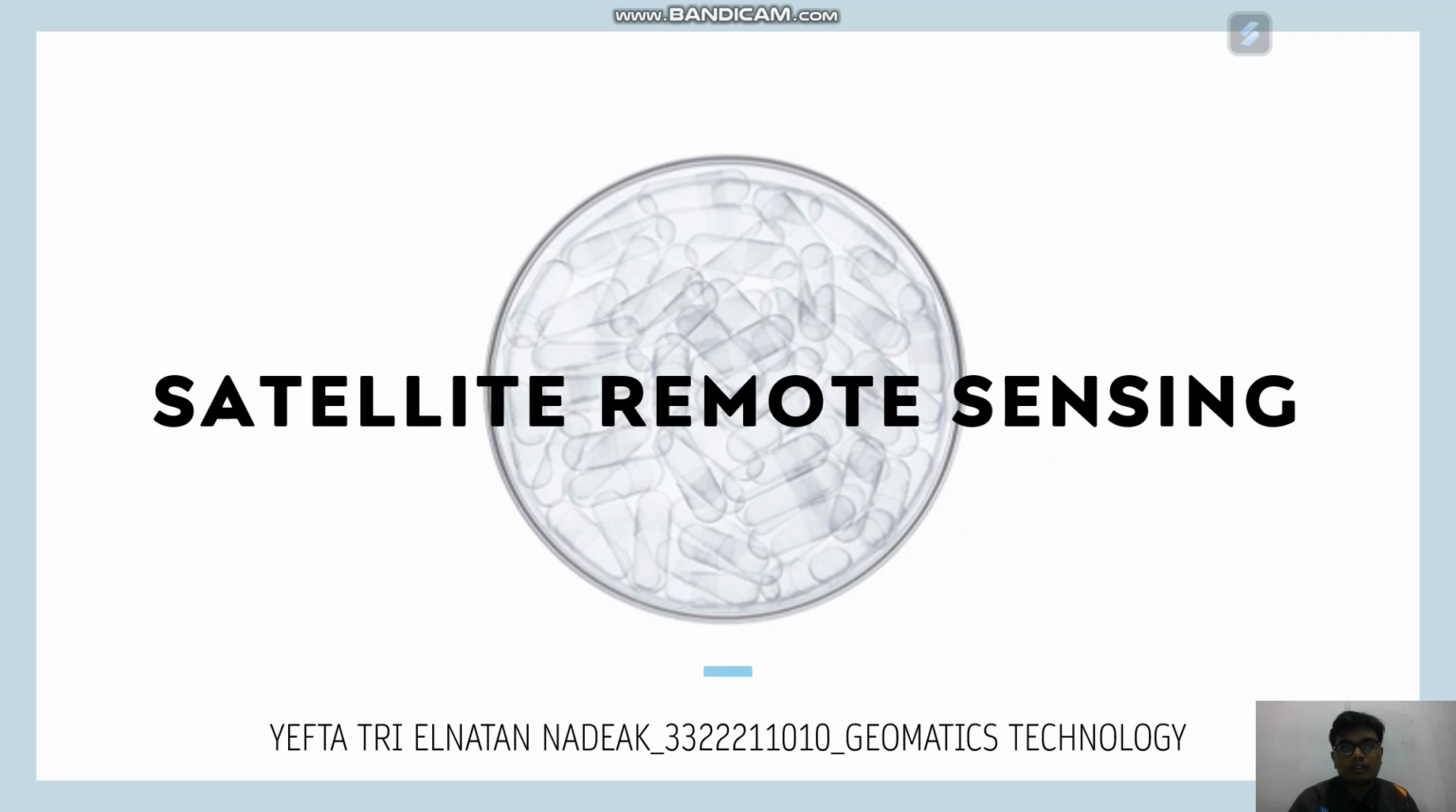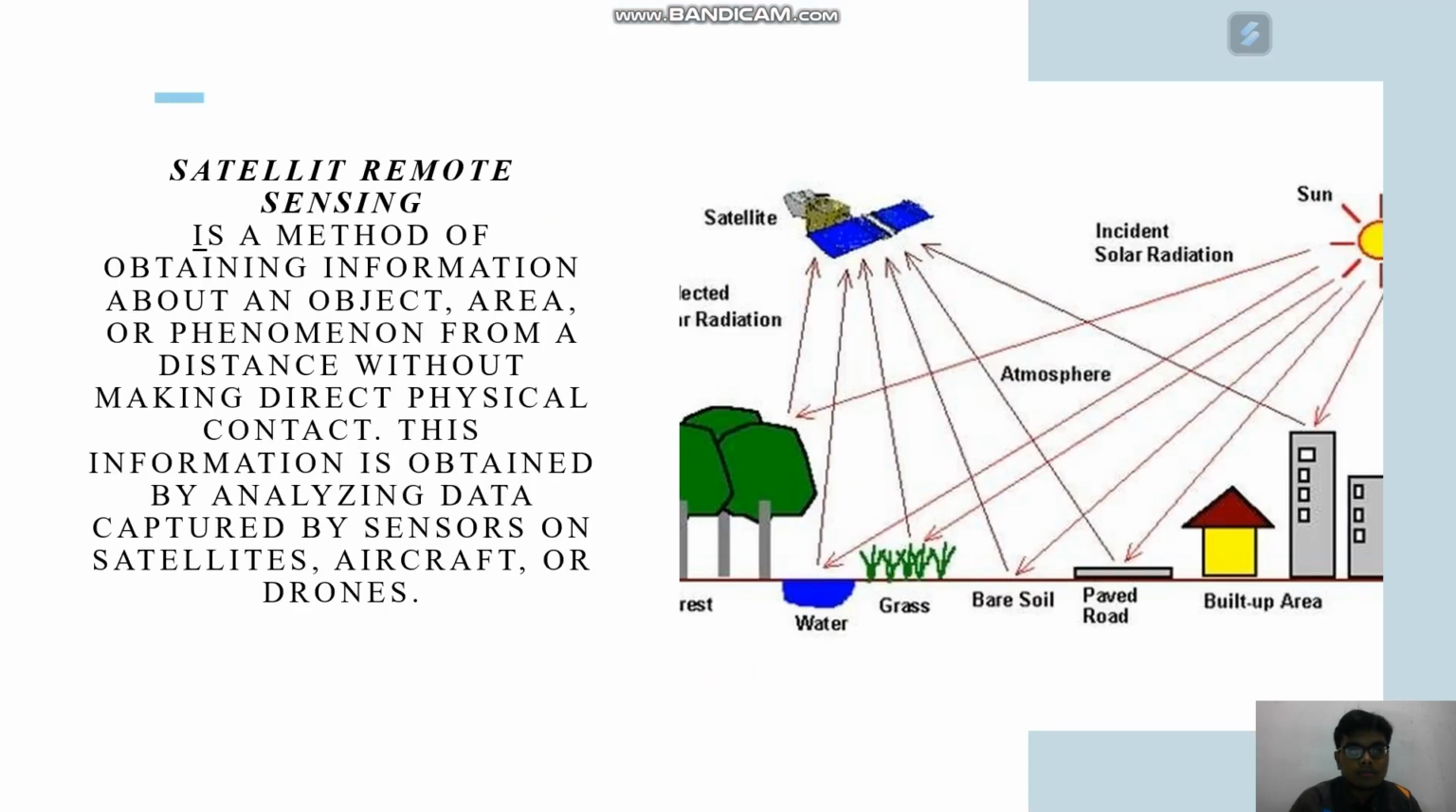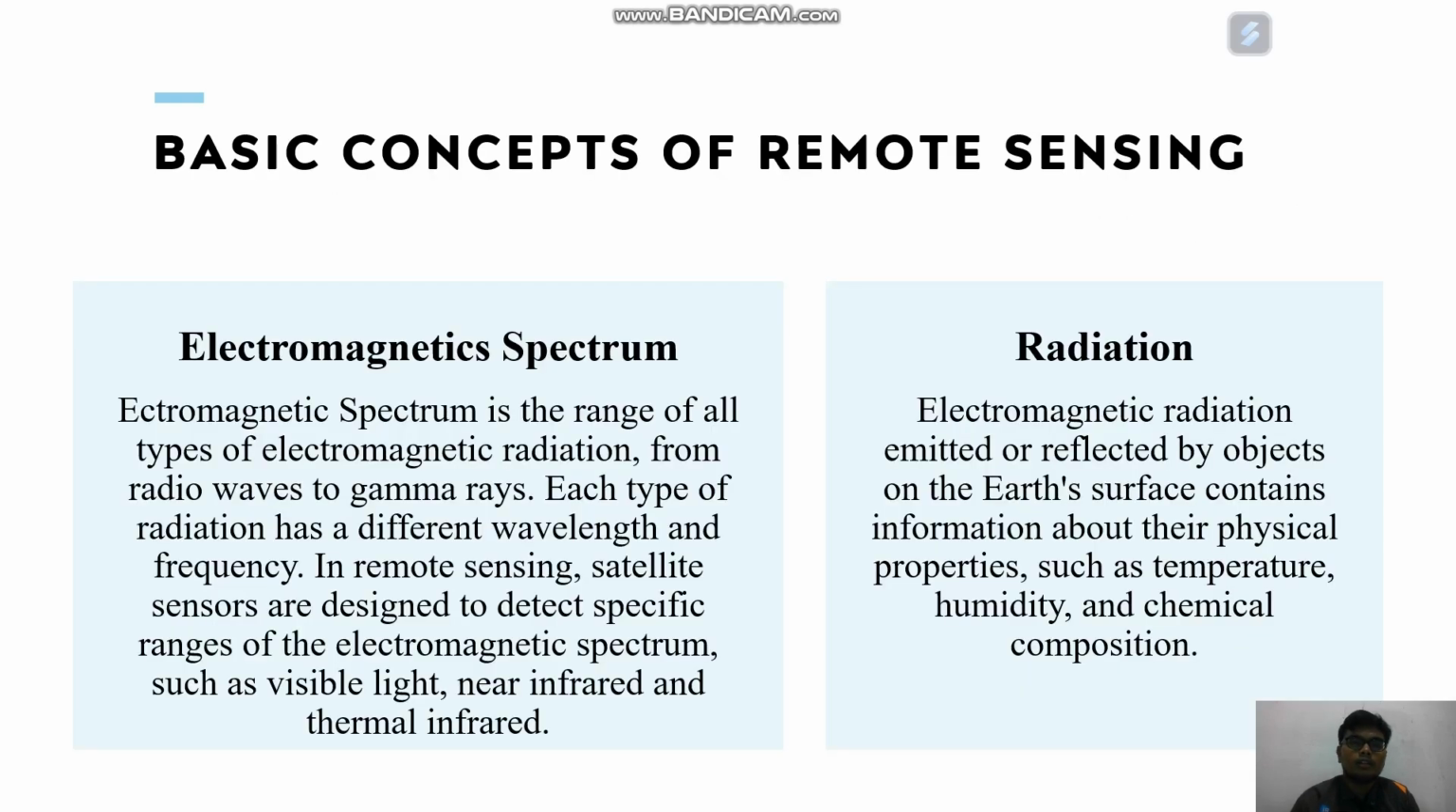Now I'd like to share about satellite remote sensing. Satellite remote sensing is a method of obtaining information about an object, area, or phenomena from a distance without making direct physical contact. This information is obtained by analyzing data captured by sensors on satellites, aircraft, or drones. In satellite remote sensing, there are several basic concepts.